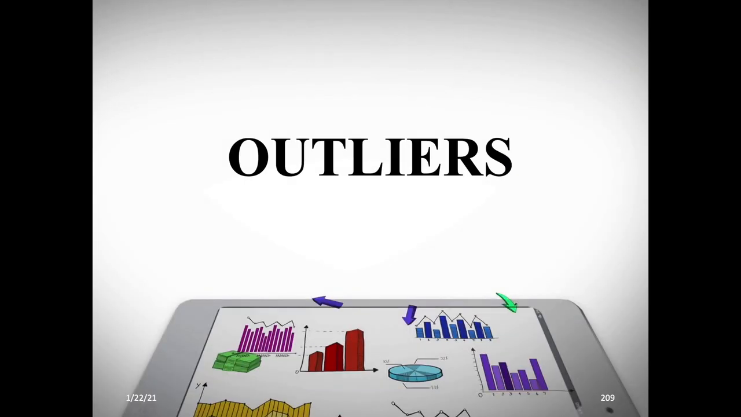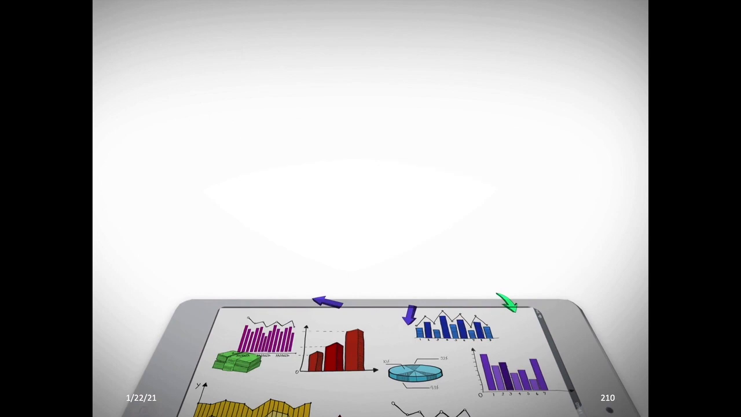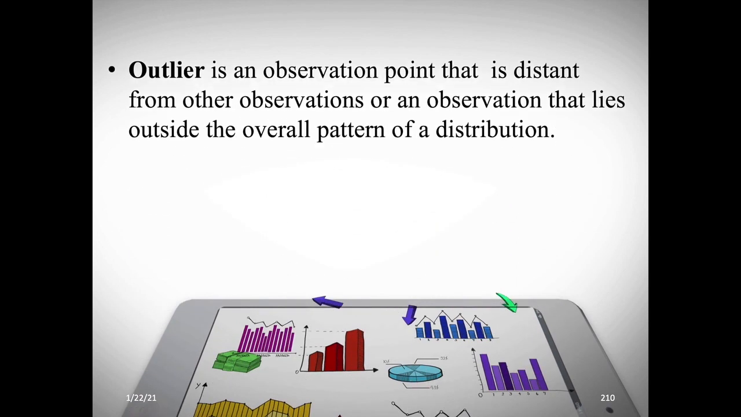Alright, good day everyone. Welcome to our next topic. And for this presentation, we will be discussing all about an outlier. So, outliers, by definition, an outlier is actually an observation point that is distant from other observations, or an observation that lies outside the overall pattern of a distribution.